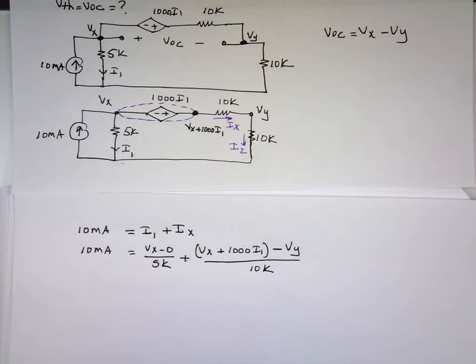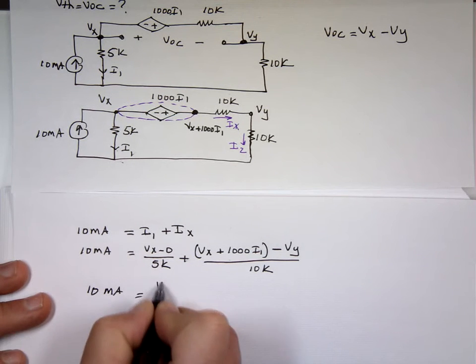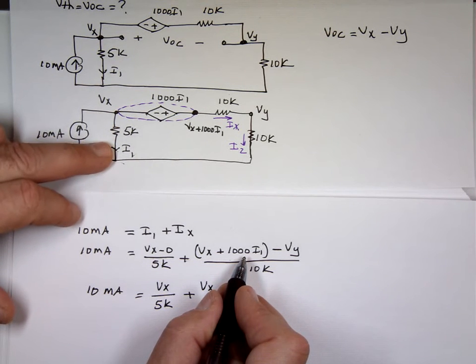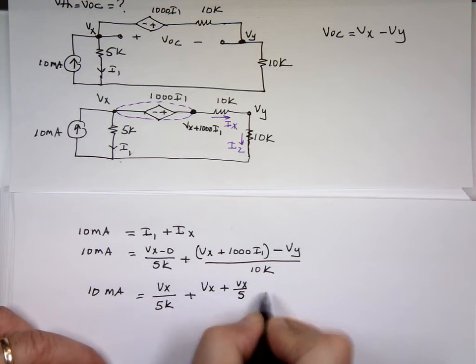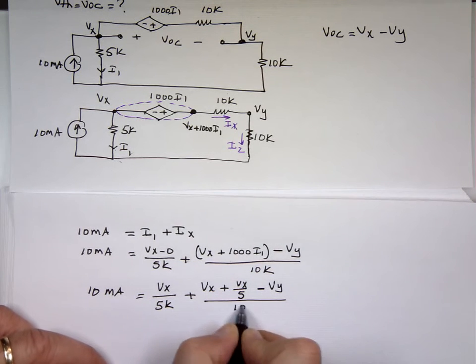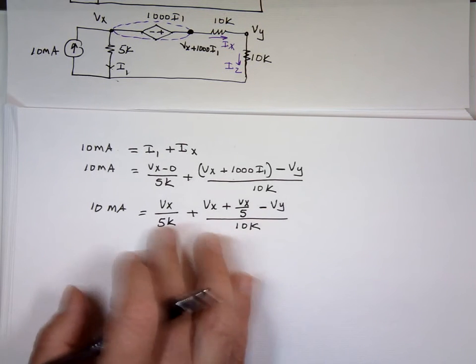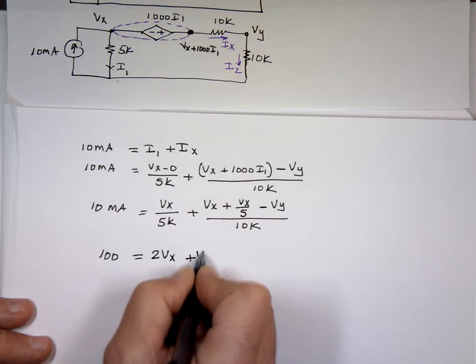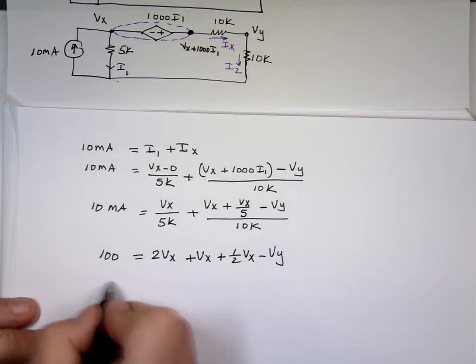It's Vx over 5k. So if you do that substitution here, what's 1,000 times Vx over 5,000? Is that Vx over 5? Yeah. For the big fraction, what's my LCD? 50K? I mean 10K, I'm sorry, 10K. 10 times 10, which is what? 100 equals what? 2Vx plus Vx plus half of Vx minus Vy. 100, 2, 3, 3 and a half.